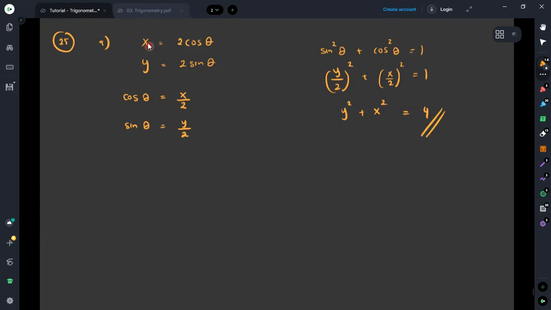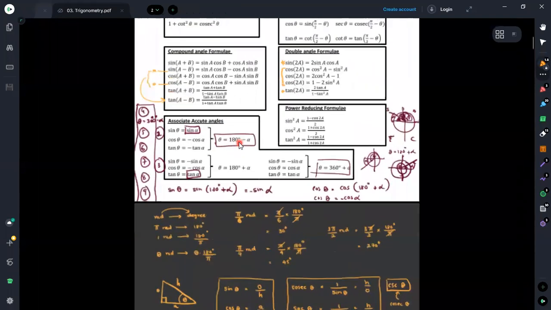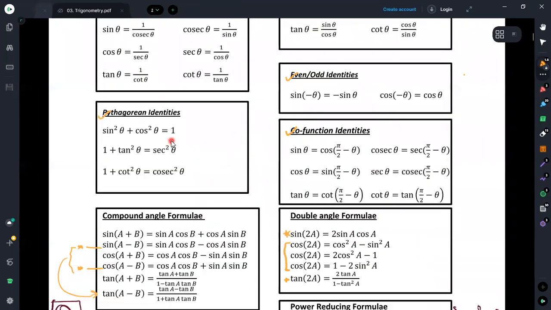Using the Pythagorean identities that we have discussed for the triangle, we can use 1 plus tan squared theta equals sec squared theta. Then 1 plus cot squared theta equals cosec squared theta can also be used for other calculations. Therefore, you can have a look at that as well.